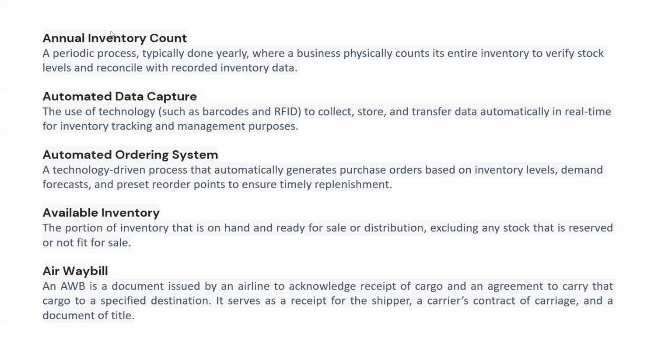Then automated ordering system. This technology driven process automatically generates purchase orders based on inventory levels. Here is where ERP comes in to help. If your organization is a supply chain organization, a logistics company, a procurement company, or a transportation company, whatever it may be, and you want to purchase raw materials, usually your organization purchases raw materials, say once a week or once a month, from a particular vendor.